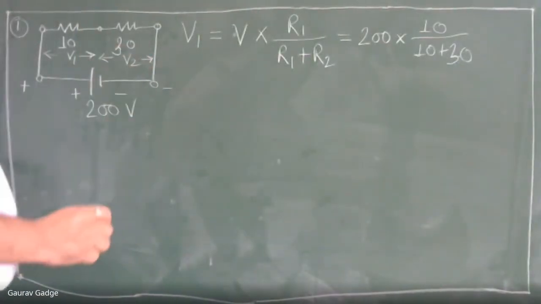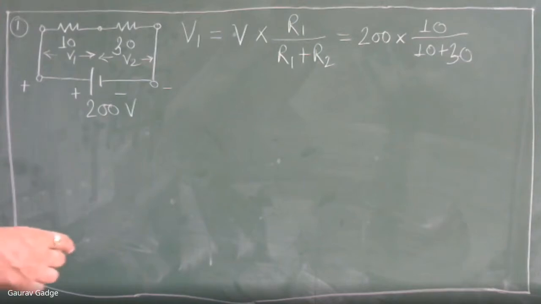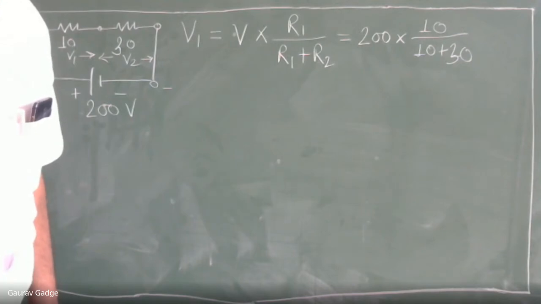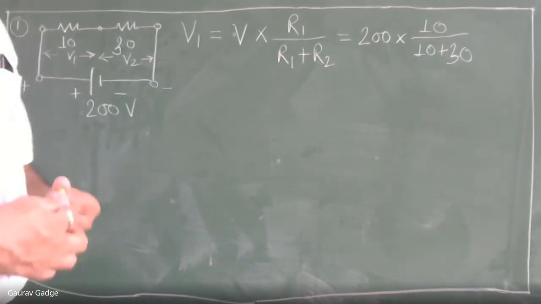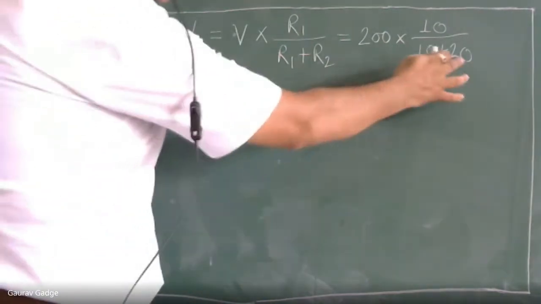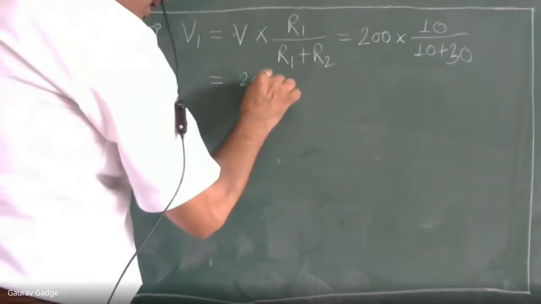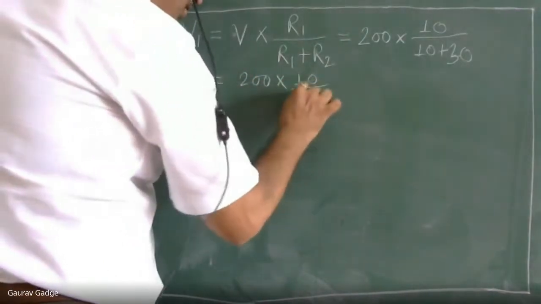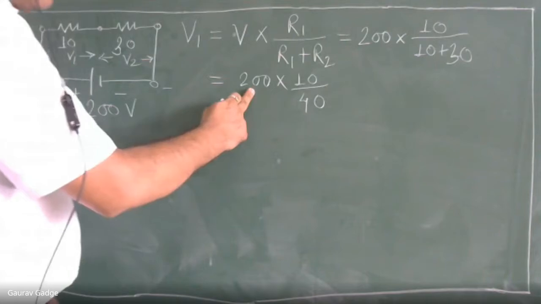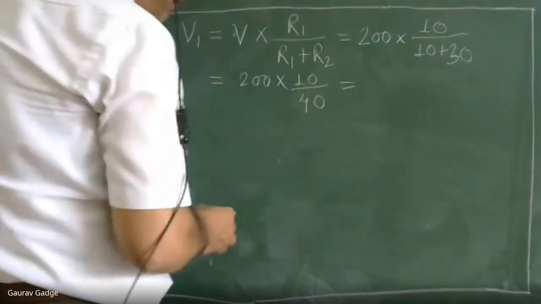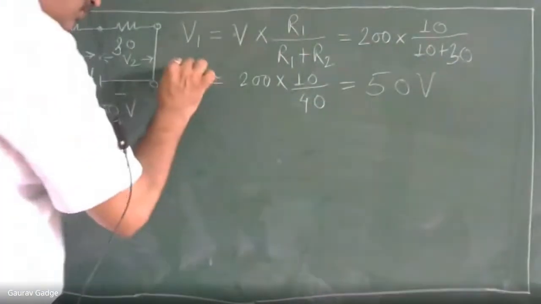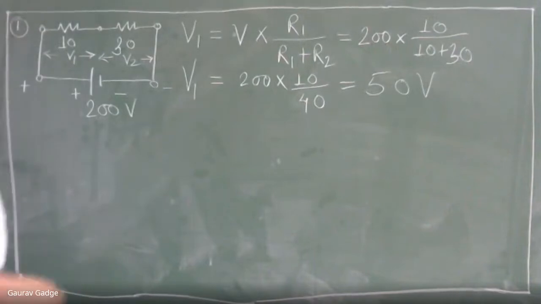So I think this is 30. So this will give you the value of, I just check whether the resistance values is 10 and 30. Yes, it is 10 and 30, and the voltage which is applied is 200 volt. So what you get is equal to, now 10 plus 30 is 40, so therefore you get 200 multiplied by 10 upon 40, where the 0 gets cancelled, and 4 5s are 20, so it is equal to 50 volts. So the value of voltage V1 is equal to 50 volt.